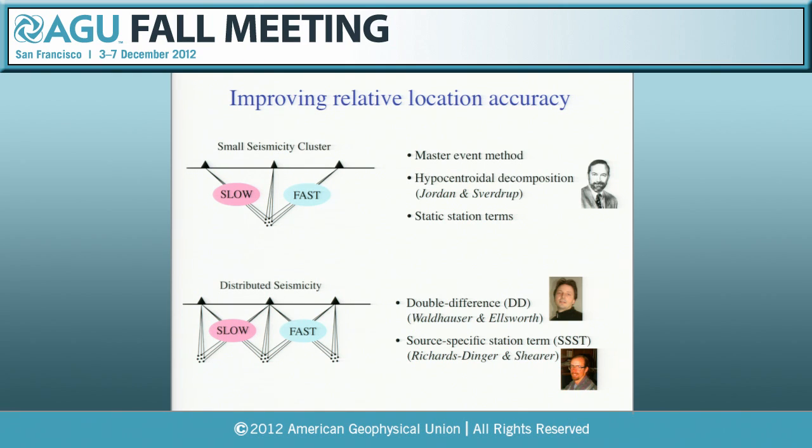More recently, this has started to be applied to larger and more distributed sets of seismicity. The most well-known of these techniques is the double difference method of Waldhauser and Ellsworth. I've been more involved in an alternate technique that we call the source-specific station term approach, but they do a very similar thing, which is allow you to improve the relative location accuracy of nearby events, and in some sense to correct for the unknown effect of a three-dimensional velocity structure without actually solving for that 3D velocity structure.